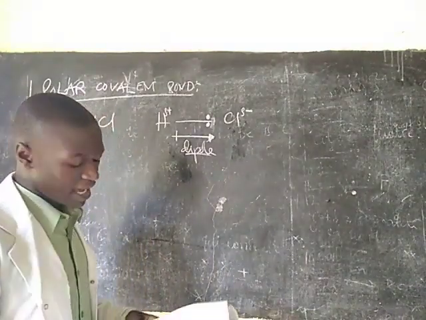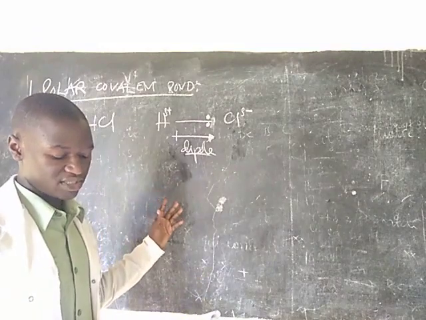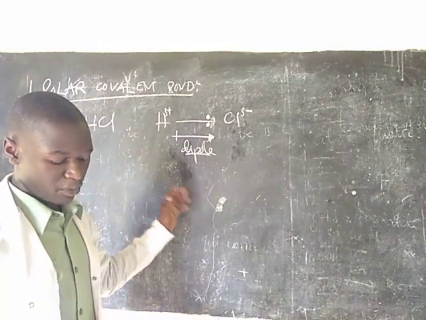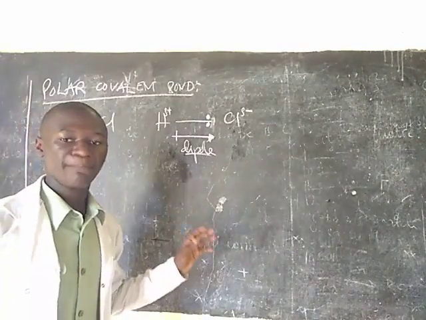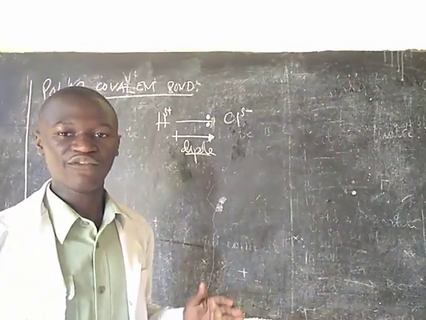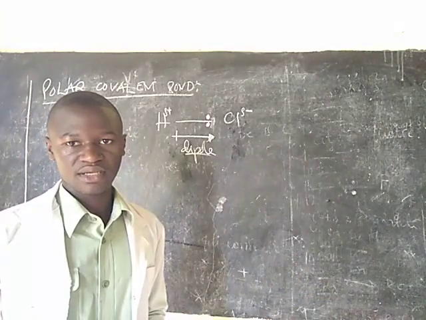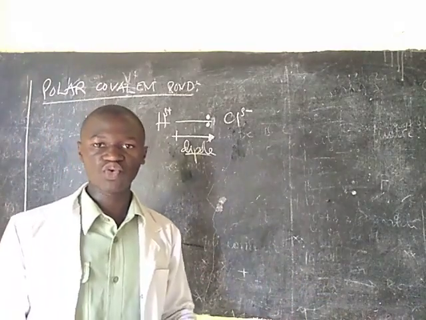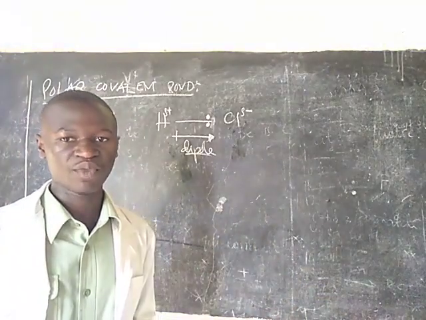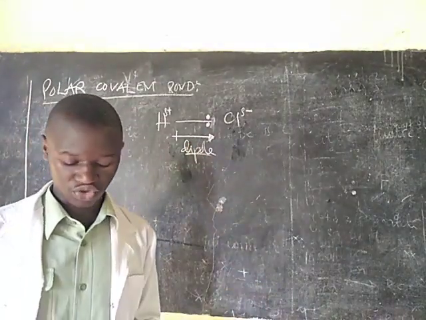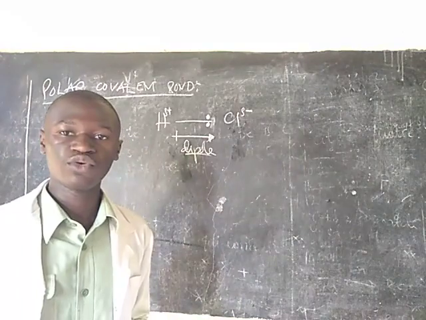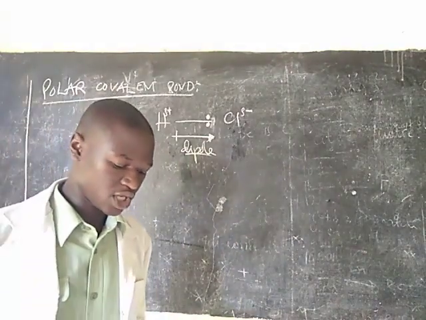So a dipole simply means the separation between positive and negative charge. But the dipole moment indicates the force of attraction, the force of attraction of the electrons towards the more electronegative atom. And it is indicated by this arrow. So that's an arrow for indication of the dipole moment.